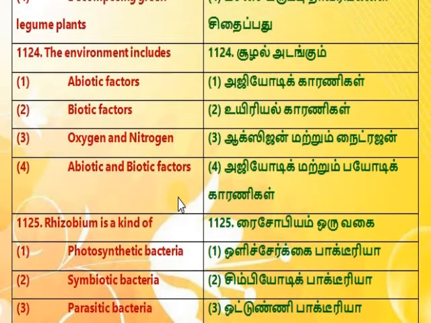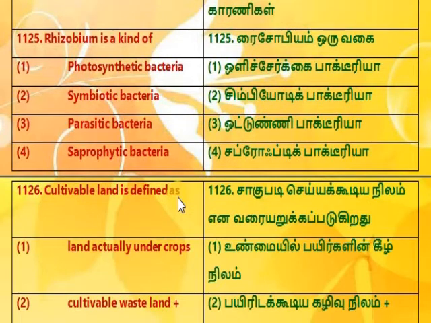1124 The environment includes 1. Abiotic factors. 2. Biotic factors. 3. Oxygen and nitrogen. 4. Abiotic and biotic factors. 1125 Rhizobium is a kind of 1. Photosynthetic bacteria. 2. Symbiotic bacteria. 3. Parasitic bacteria. 4. Saprophytic bacteria.